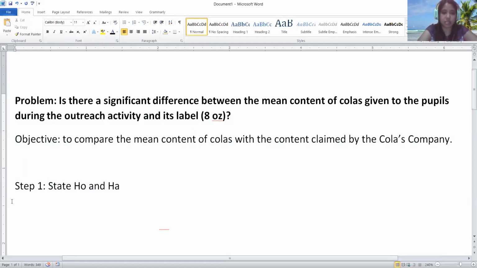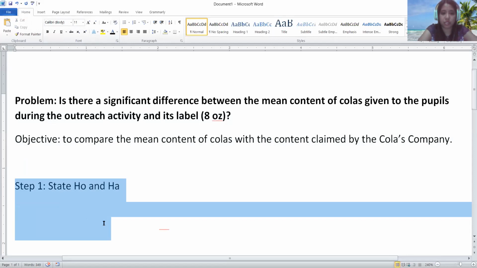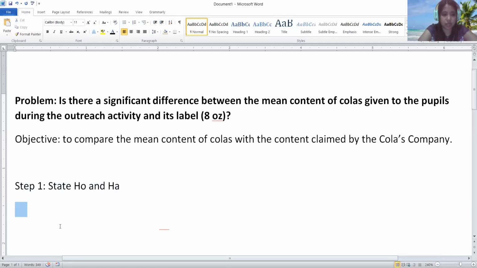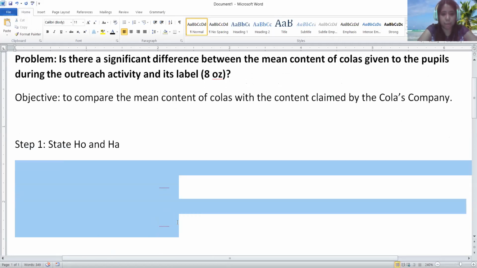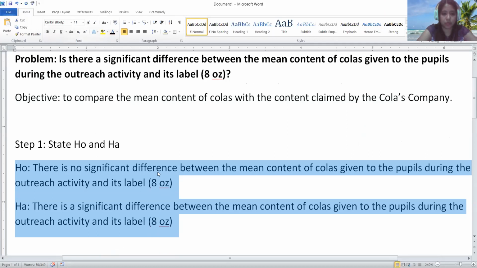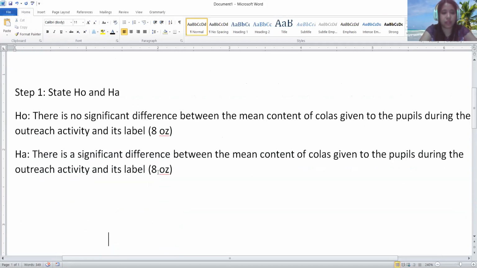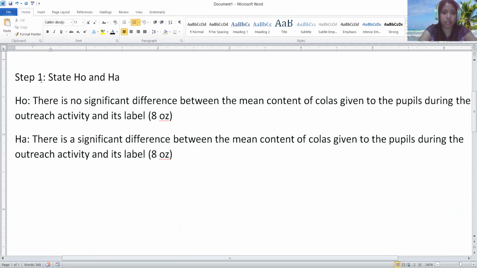The null hypothesis states that there is no significant difference between the mean content of colas given to the pupils during the outreach activity and its label. While the alternative hypothesis is that there is a significant difference between the mean content of colas given to the pupils during the outreach activity and its label. So this is the alternative hypothesis and our null hypothesis.